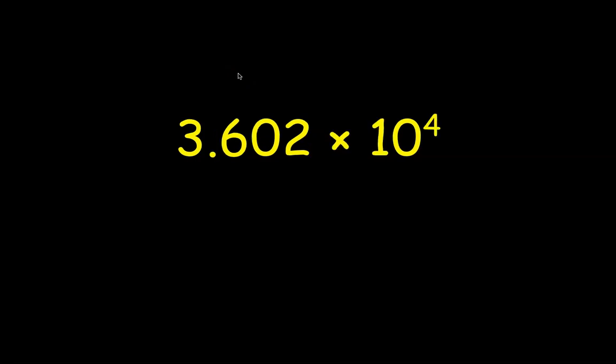36,020. Pause the video, and when you're ready, just carry on. Most important digit, right there, ignore the rest. So it would be 30,000, which would be 3 times 10 to the power of 4. Put the other digits back in. 3.602 times 10 to the power of 4. If you put a 0 in here, that's okay, but you don't need to. It would be a waste of time.